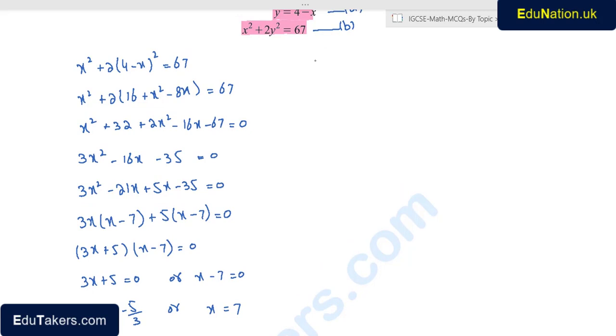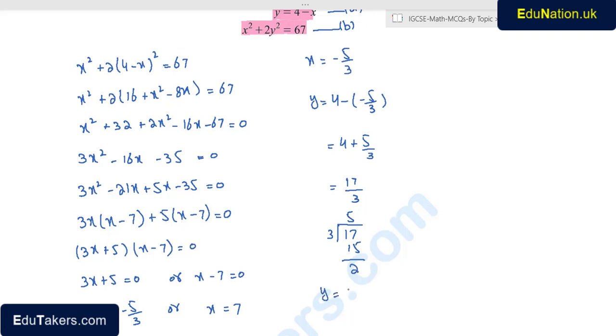Now by using A and the values of x, when x is minus 5 over 3, then y equals 4 minus 5 over 3. This is equal to 4 plus 5 over 3 and this is 17 over 3. By dividing it, it will be 3 times 5 is 15 and remainder is 2. So y equals 5 whole 2 over 3.